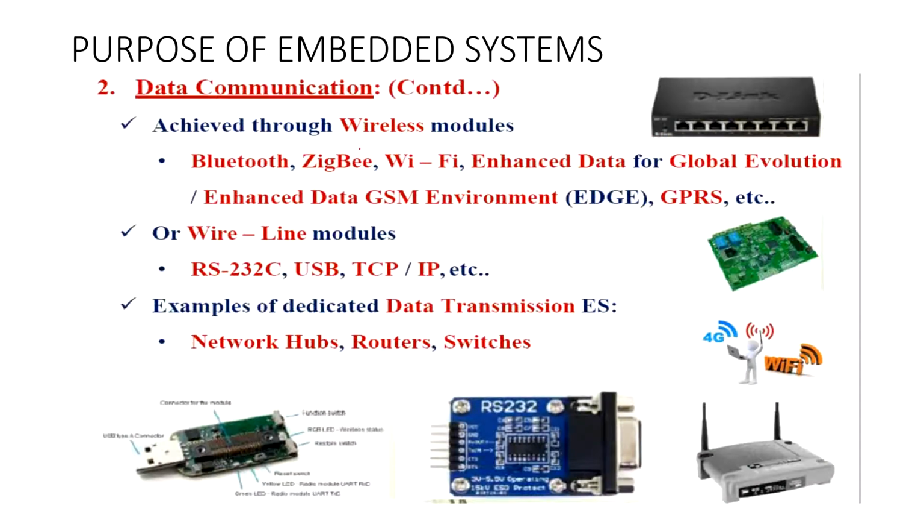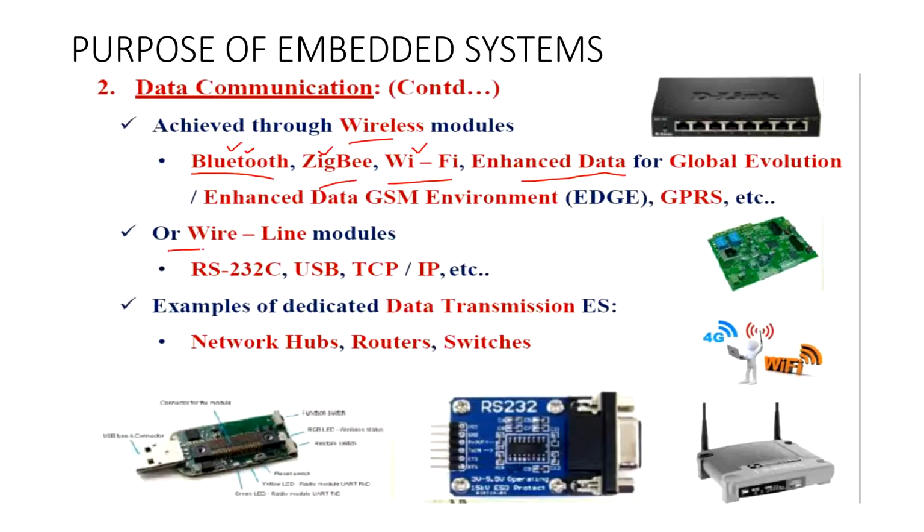Then the data communication is achieved through wireless modules. Which wireless modules are being used? Bluetooth, Zigbee, Wi-Fi, EDGE (enhanced data rates for global evolution), and GSM modules, right? These are the embedded systems used to transmit the data. They vary in terms of the distance over which the data gets transmitted. For example, the distance that Bluetooth transfers is different from Zigbee and different from Wi-Fi. Here we find that embedded systems are being used.